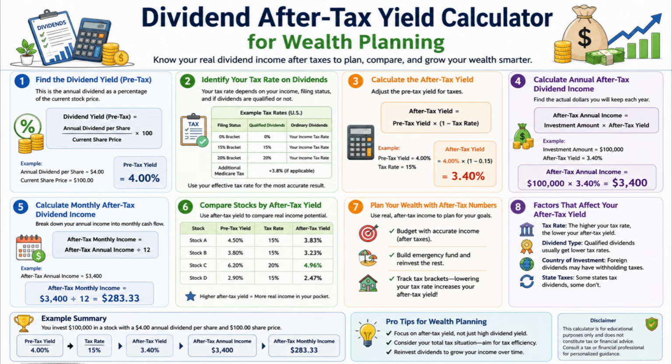After that, calculate the after-tax yield by multiplying the pre-tax yield by 1 minus the tax rate. For example, if the pre-tax yield is 4% and the tax rate is 15%, the after-tax yield becomes 3.4%.